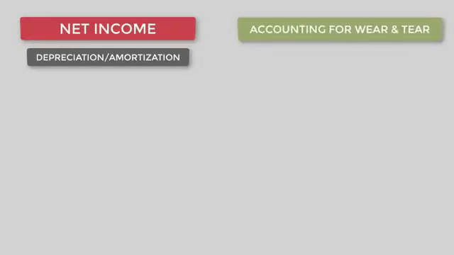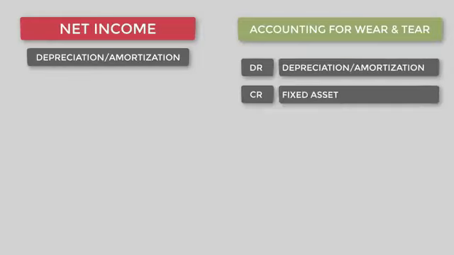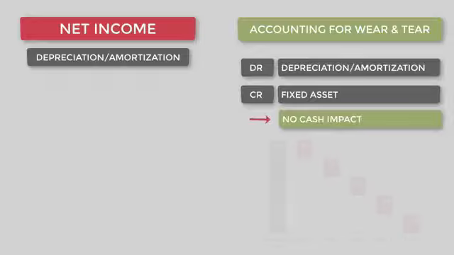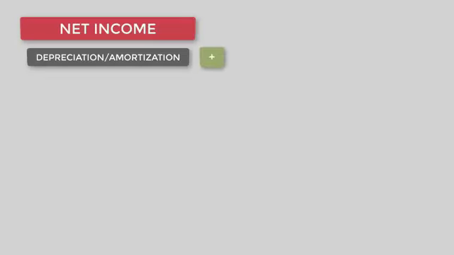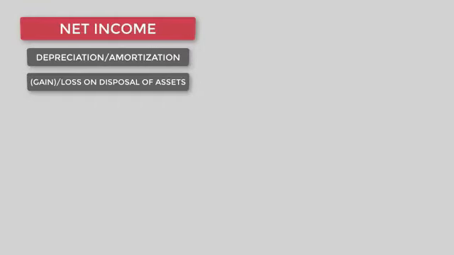Think about it. When we account for the wear and tear of using an asset, no cash leaves the business. It's just how we allocate the expenses over the useful life of the asset. The only time cash is affected is when we actually buy the asset. But depreciation and amortization reduce net income, and since net income is the starting point up here, we need to add this expense back. Same goes for the gain or loss on the disposal of non-current assets.